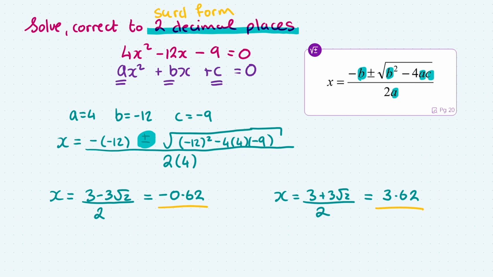Just to recap, we should always try to factorise first to solve our quadratic equations. If that can't be done easily, or if the question indicates the answer should be in decimal or surd form, we use the quadratic or the minus b formula.